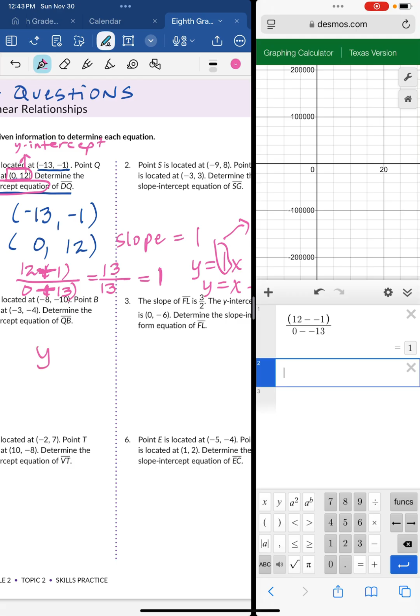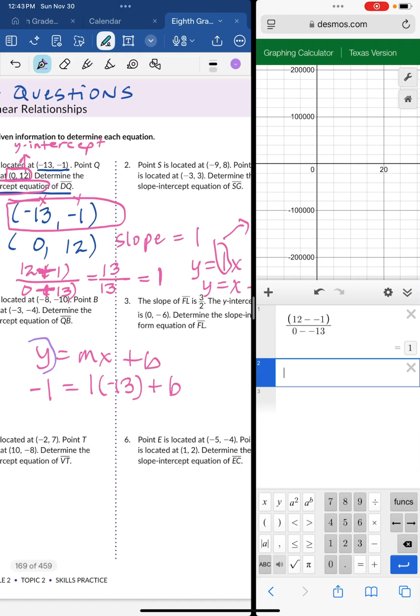So I know y equals mx plus b, right? And I know that this is a set of my points. So what if I plugged in -1 is equal to 1 times -13 plus b. Do you see what I did there? Let me just make that clear.